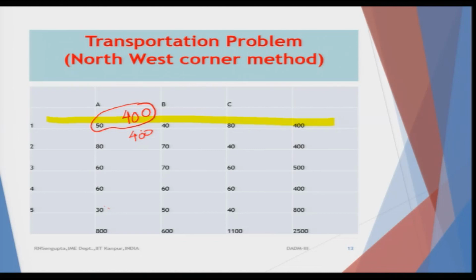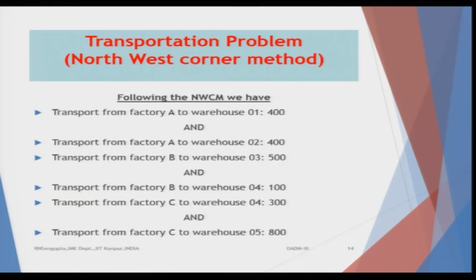You do it for 2. 2 is exhausted, is finished. So, 400 is done, total cost is 400 into 80. These are approximation methods, remember that, so you will not get the best answer. So, transport from factory A to warehouse 2, 400.